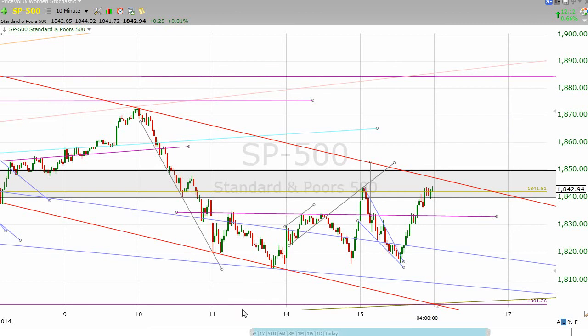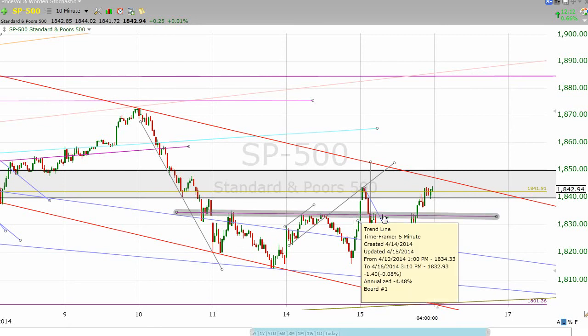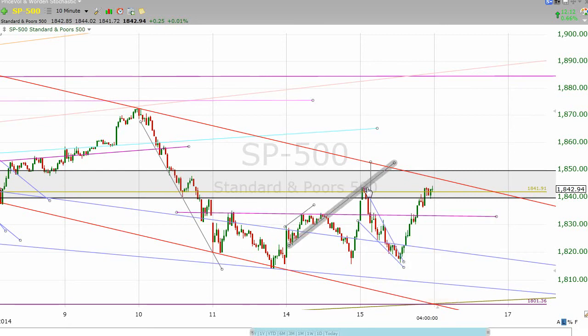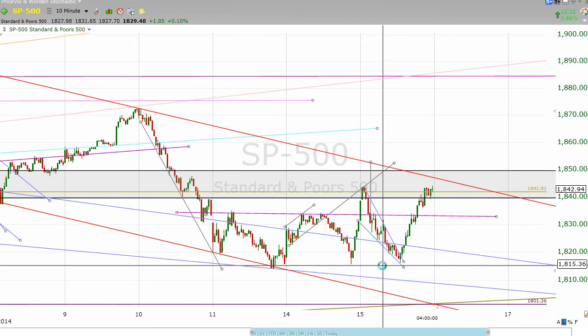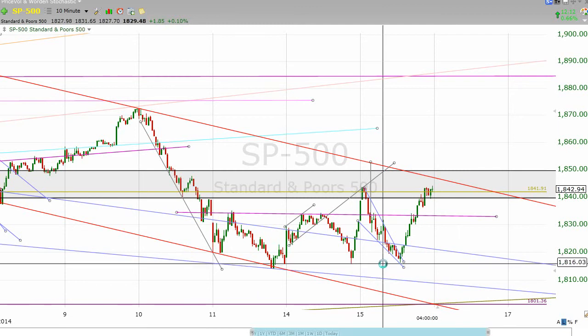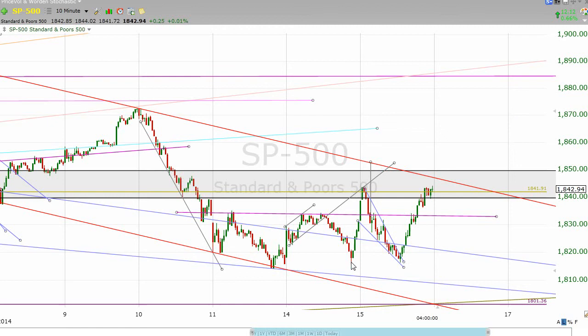Yesterday, I pointed out that we may have been looking at an inverted head and shoulders pattern. We kind of gapped over that today, but we came back down to almost the exact level as that right shoulder before we started our move up. So I don't know exactly what to call this now. I guess you could call it something like a triple bottom.